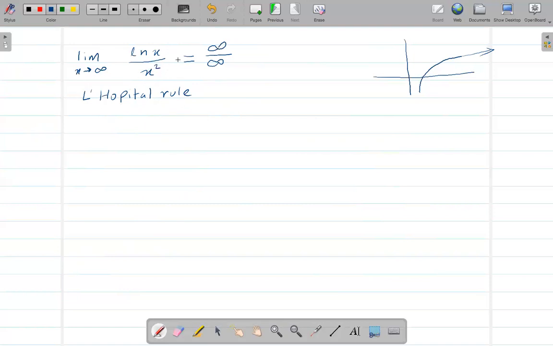All right, so first check it and then start using L'Hopital rule if you end up getting 0 over 0 or infinity over infinity. Okay. And then the limit, the derivative of natural log of x is 1 over x. And on the bottom, the derivative of x squared is 2x. All right, but before I take the limit, let's simplify this.